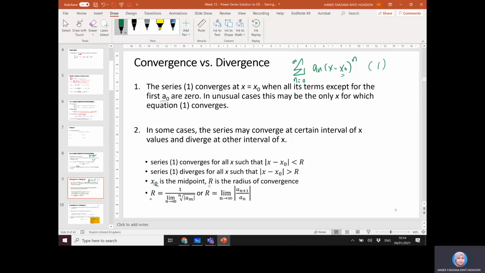So how to determine the radius of convergence? We can use either this expression, this formula, or this formula here. So next thing we will try to find out if the series is convergent or divergent using this test.